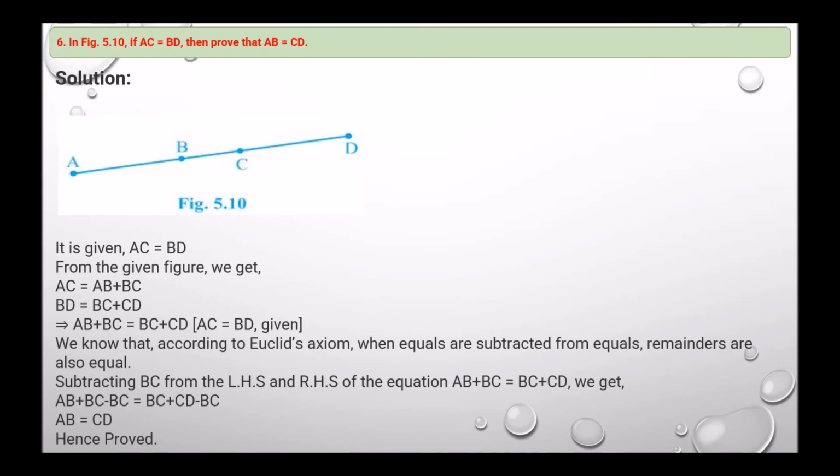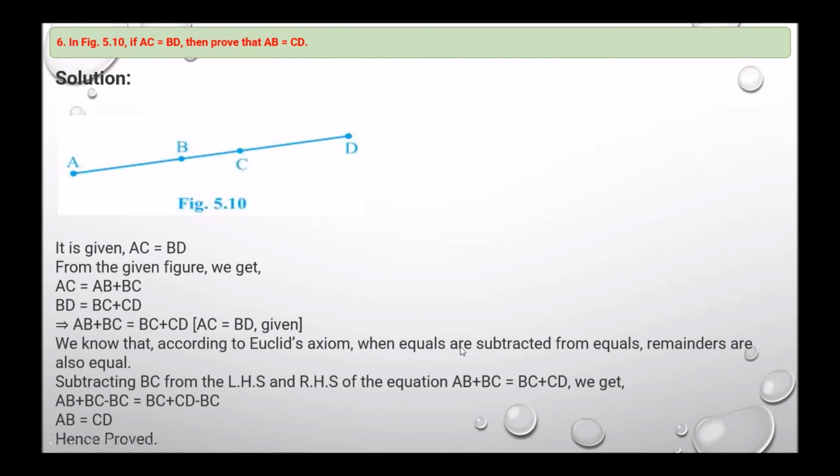Next, in figure 5.10, if AC equals BD, then prove that AB equals CD. It is given AC equals BD. From the given figure, we get AC equals AB plus BC, BD equals BC plus CD. So AB plus BC equals BC plus CD, since AC equals BD is given.